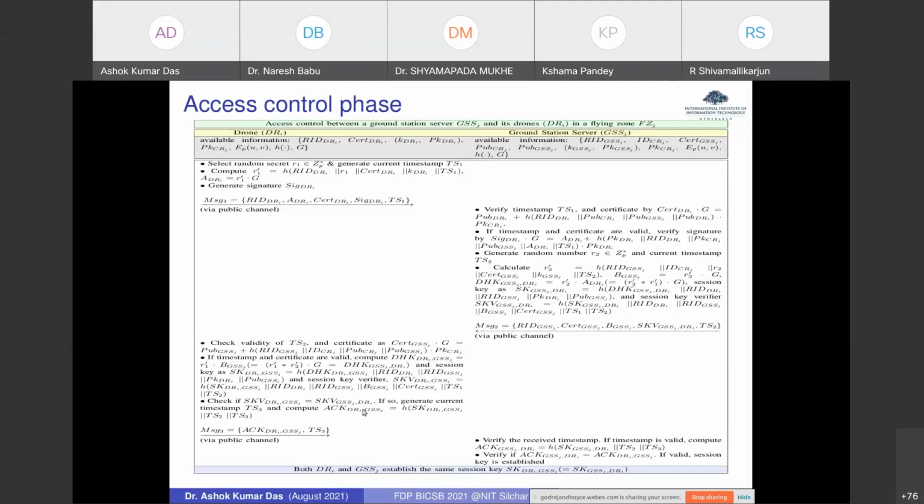Then it will check whether the session key verifier is valid or not. If it is so, then it will send an acknowledgement message in the message MSG3. After receiving the acknowledgement message, it will verify the timestamp. If the timestamp is valid, then it will recompute the acknowledgement and check it. And if it is so, then it ensures that both the parties, drone and GSS, have mutually authenticated each other. Now they are sharing the same session key for their secure communications. So this is the access control mechanism by which drone and GSS can mutually authenticate each other and establish a session key for future secure communications.